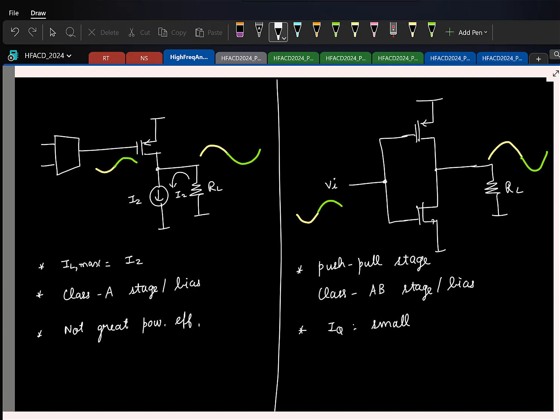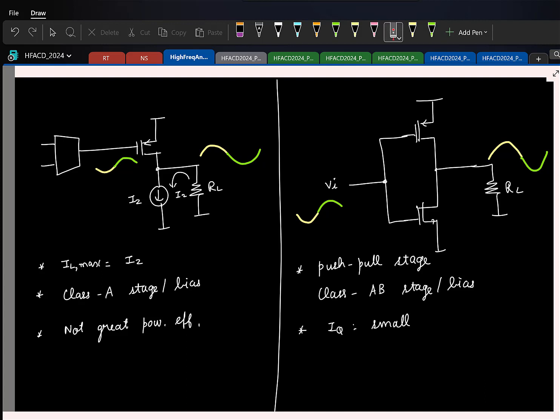Which means as and when the output is required to go high or low, the transistors will sink or source the required amount of current. You try to keep the quiescent current small, so that depending on the signal swings, the transistors sink or source the required current. That is very good for power efficiency, because you are not consuming a lot of current unnecessarily. Depending on the current requirement from the load, your current consumption also changes. Is that okay?